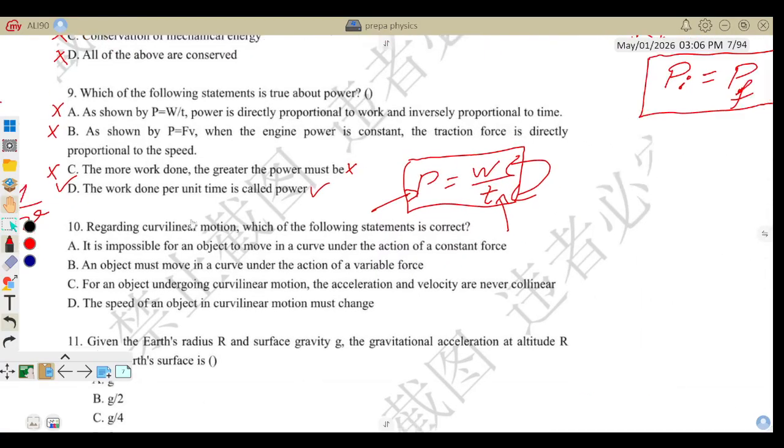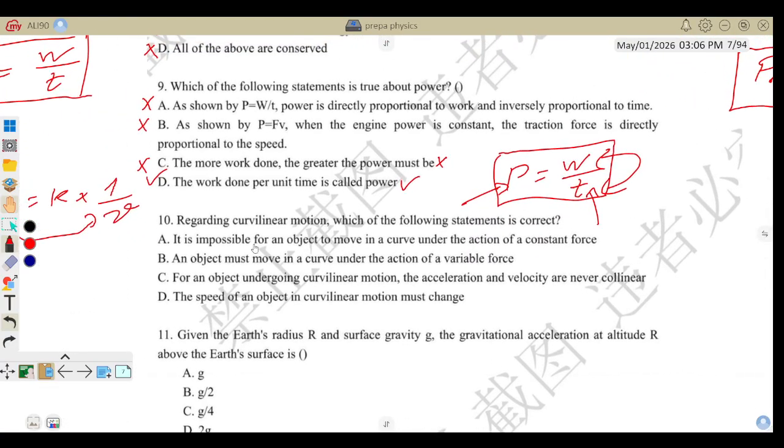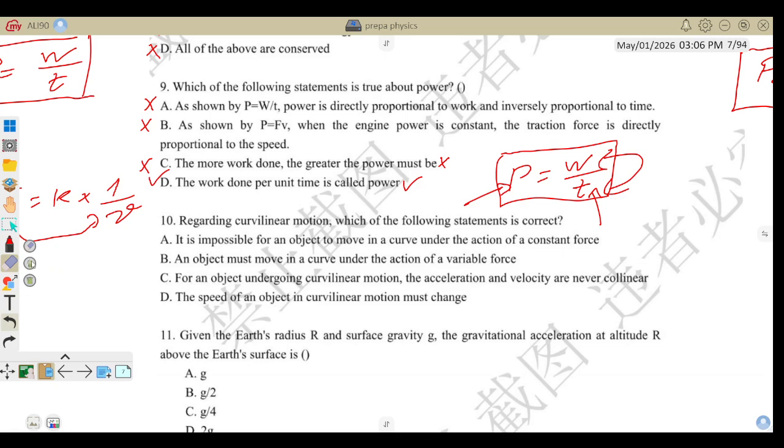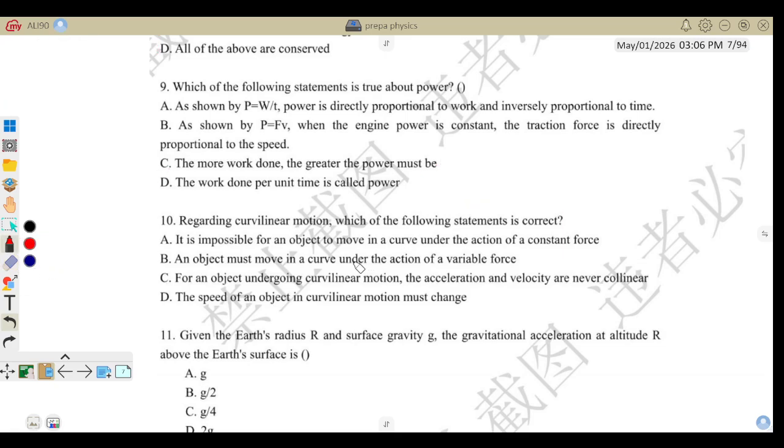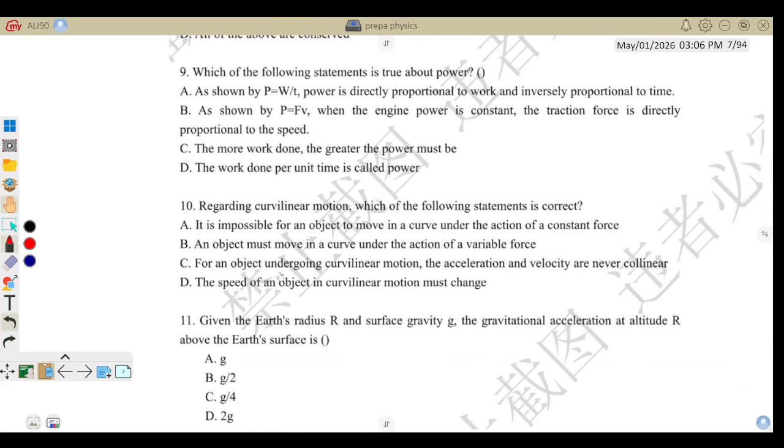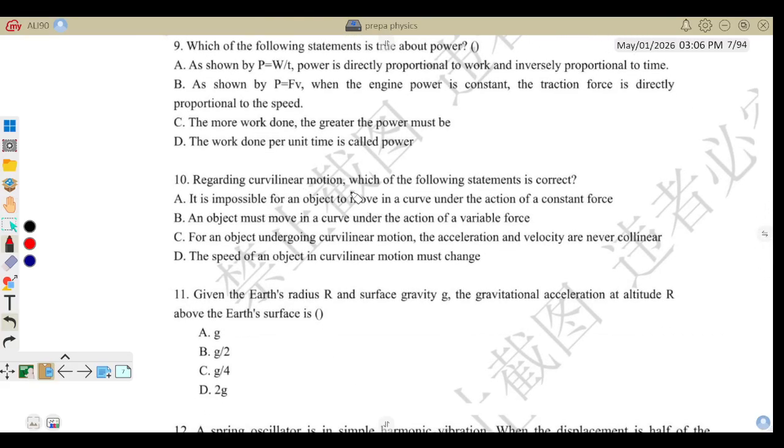Finally, for this video, we have question 10. Let's erase all what I've written here. We have 10. Regarding curvilinear motion, which of the following statements is correct? We are talking about curvilinear motion. That means something which is not in a straight line form.